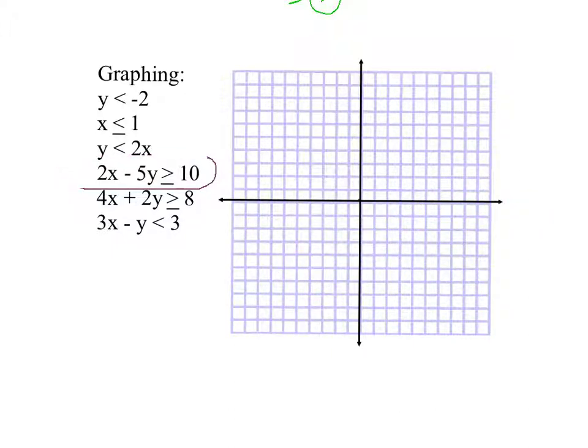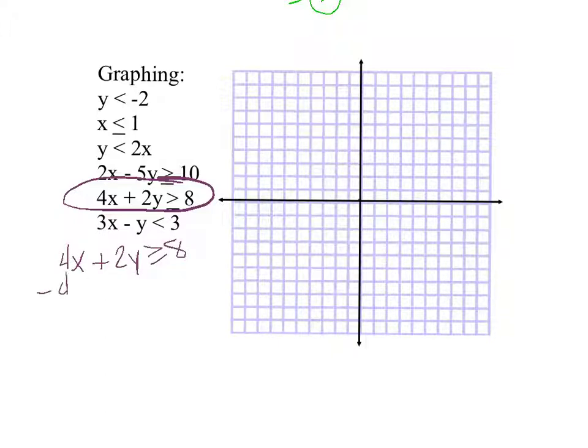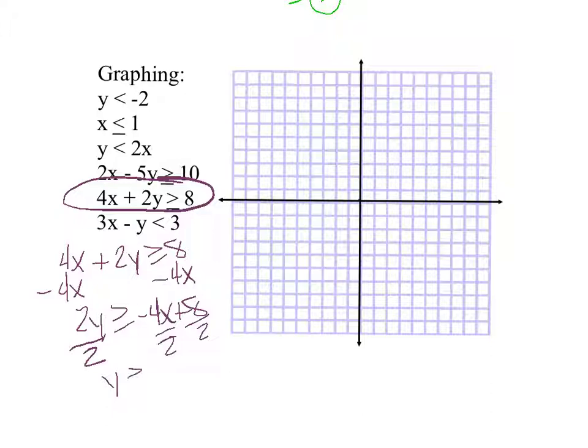All right. Now we're looking at the next one, 4x plus 2y is greater than or equal to 8. Once again, I need to get it so that I have y equals, or y is greater than, or whatever it ends up being here. Minus 4x from both sides. 2y is greater than or equal to negative 4x plus 8. Divide everything by 2. Y is greater than or equal to negative 2x plus 4. So notice I kept the sign because I didn't divide by a negative. And so now I have a y-intercept of 4.